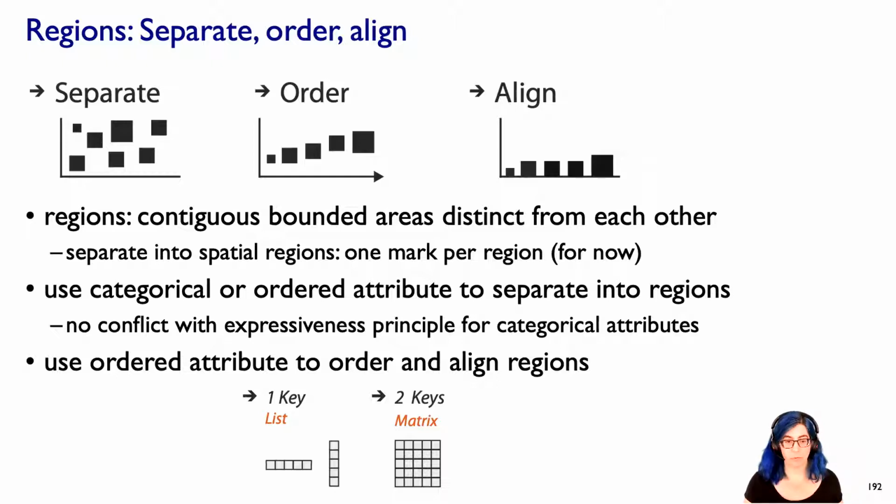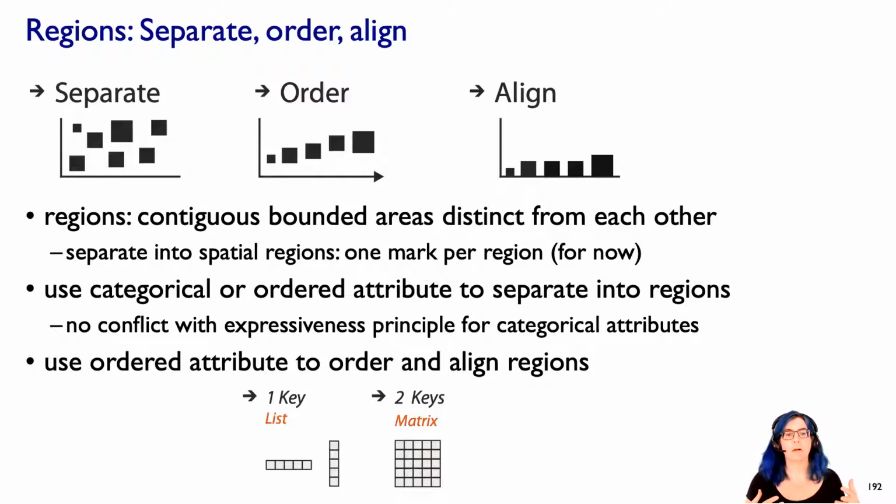What do I mean by region, first of all? By region, I just mean some contiguous bounded area that's distinct from any other spatial region. And a key idea is that what we're doing is we are separating one mark per region. We're basically saying, we have to somehow plot this data. We're going to make sure that each region contains only one mark, in contrast to the scatter plot, where we could actually have overplotting depending on those values. So with these kinds of idioms, we're separating things out so that we get one mark per region. We'll talk about more complex things a bit later.